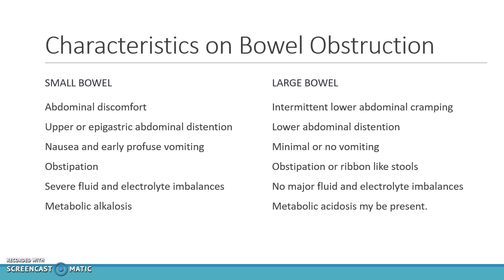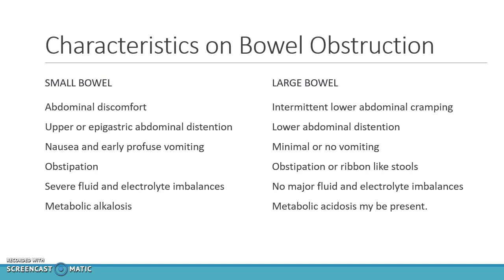For large bowel, intermittent lower abdominal cramping. Sometimes it can be confused with IBS, because those folks will have that abdominal cramping too. Lower abdominal distension, minimal or no vomiting. Why is that? Because that's lower in the system, and so the food can move through. It doesn't back up as quickly as in small bowel.